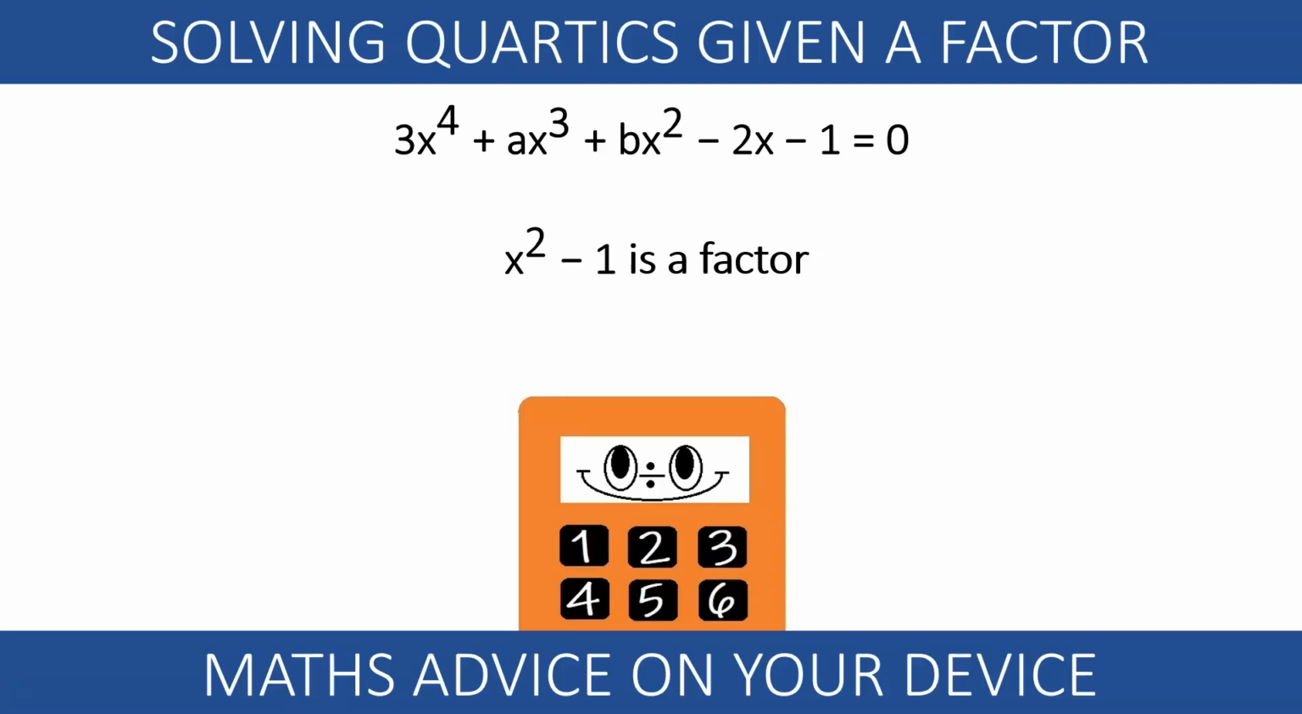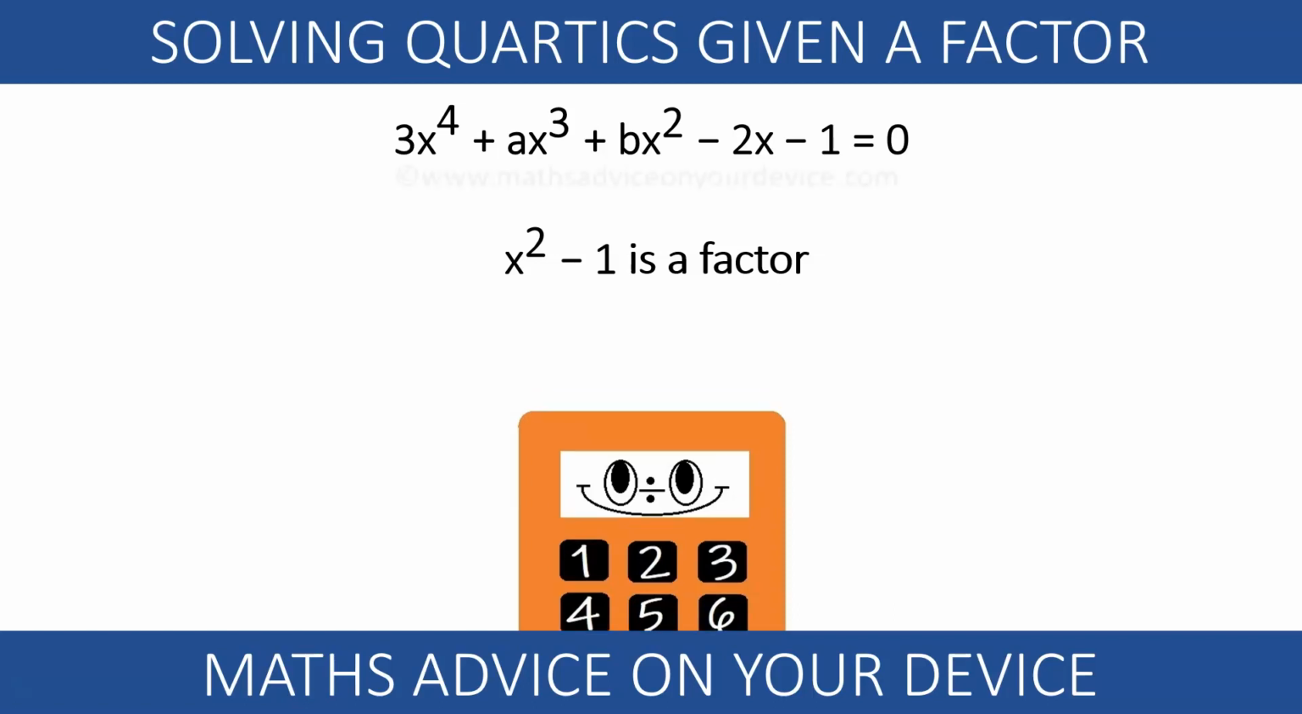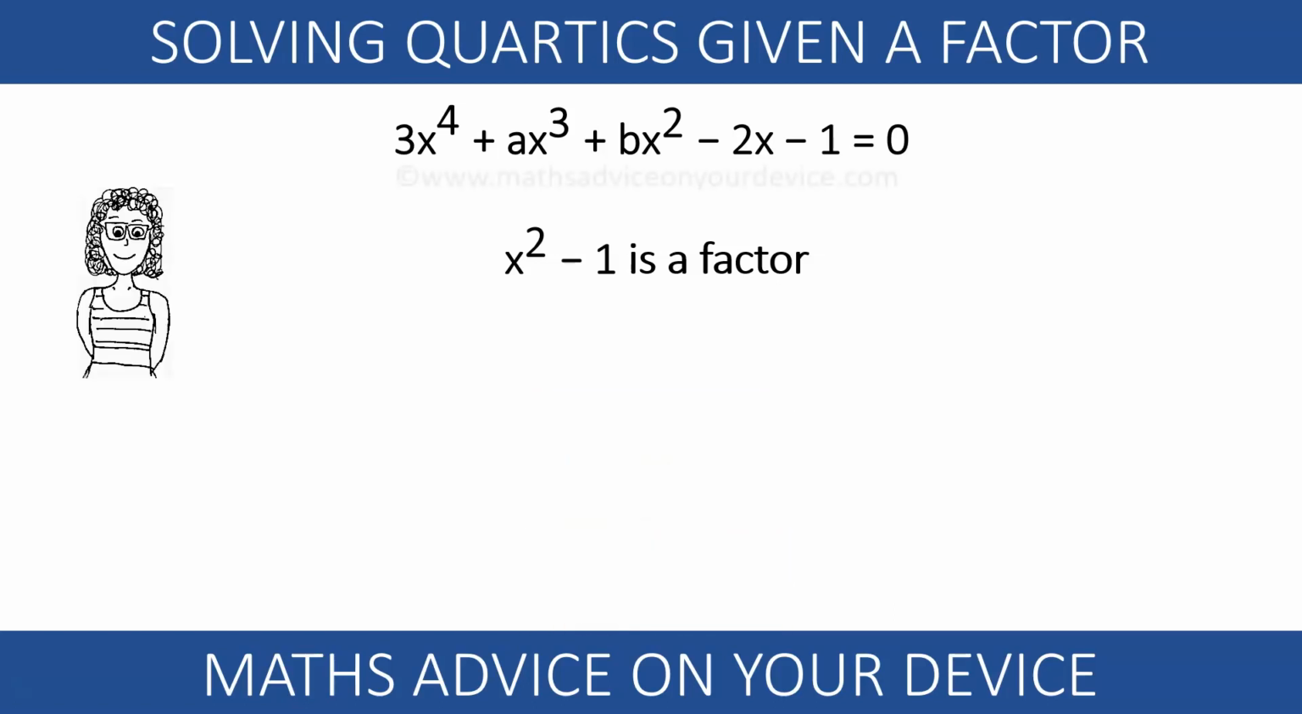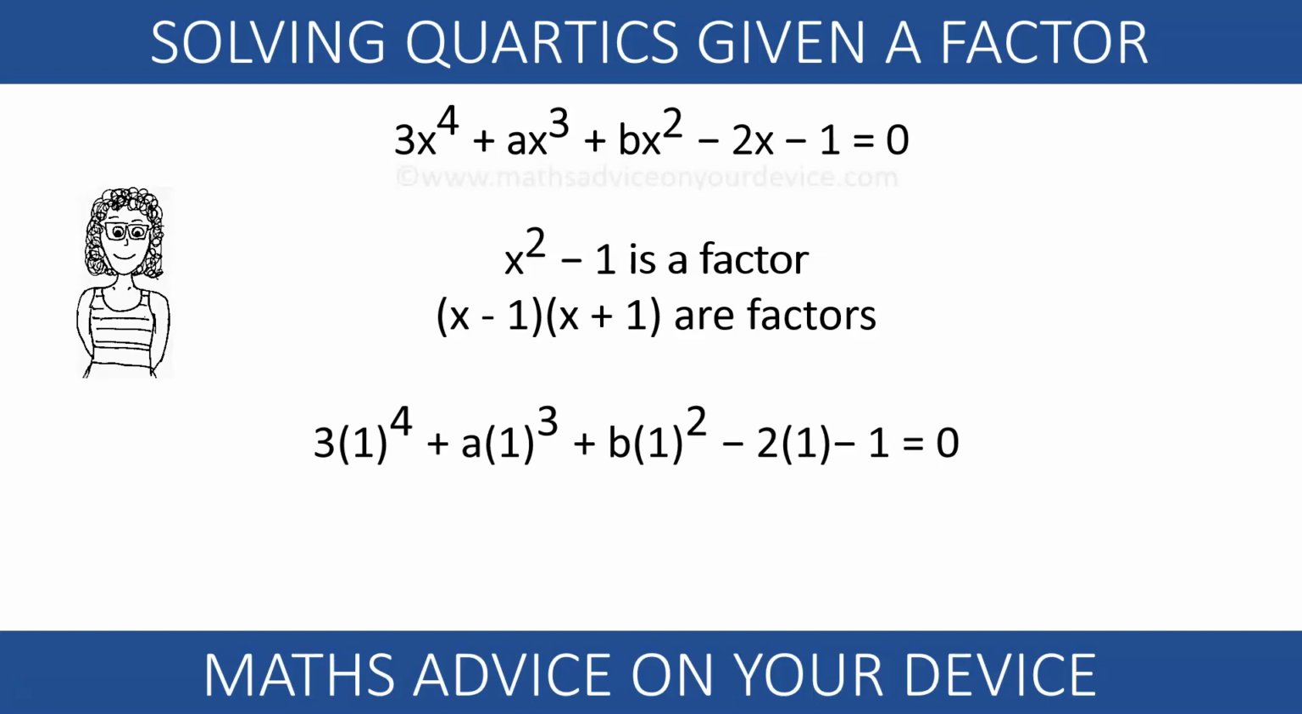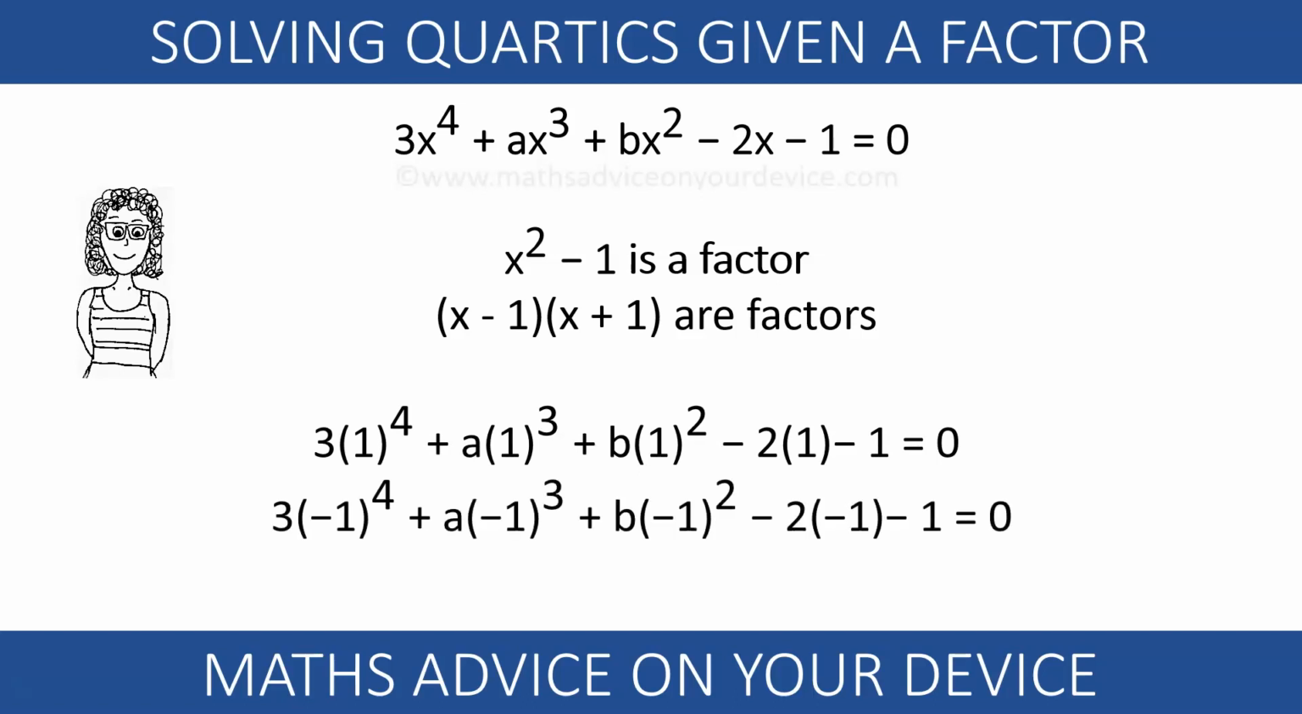We are told that x squared minus 1 is a factor of the polynomial equation of degree 4, and we are asked to fully factorize it. If x squared minus 1 is a factor, then x minus 1 and x plus 1 must be factors too. That means that x equals 1 and x equals negative 1 are solutions of our equation.